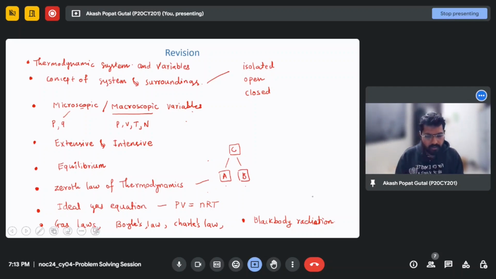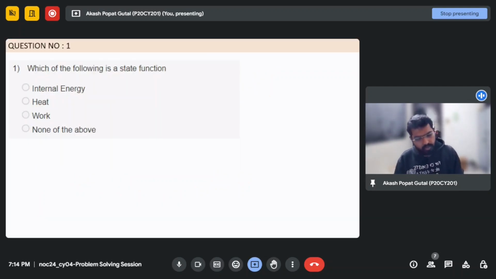So let's move toward some specific problems involving these topics. You can solve them and tell the answer in between, and I will solve them along with you, so that you can get an idea about the problem and how to solve it.